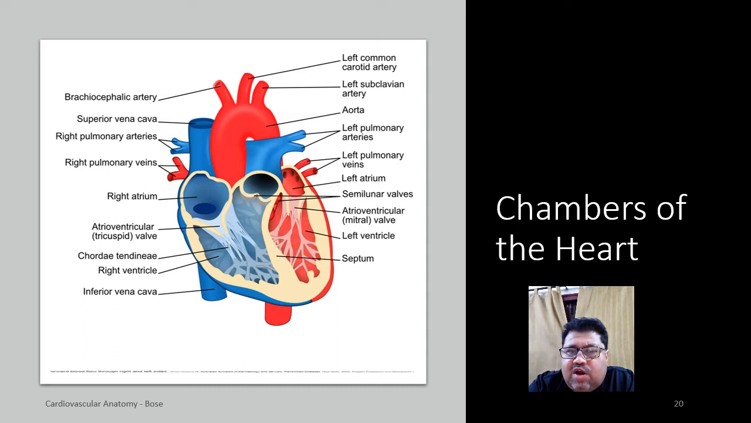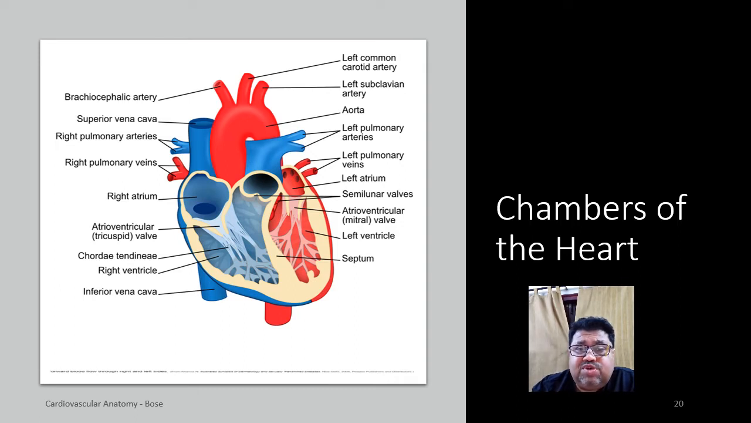The right side of the heart receives blood which is deoxygenated from the rest of the body. Therefore, it is venous blood. And the left side of the heart receives the oxygenated blood returning from the lungs. Each half of the heart is made up of two chambers. On the top, there are the atria, so there is a left and right atria. And on the bottom, there are the ventricles. Therefore, there are the left and right ventricles.